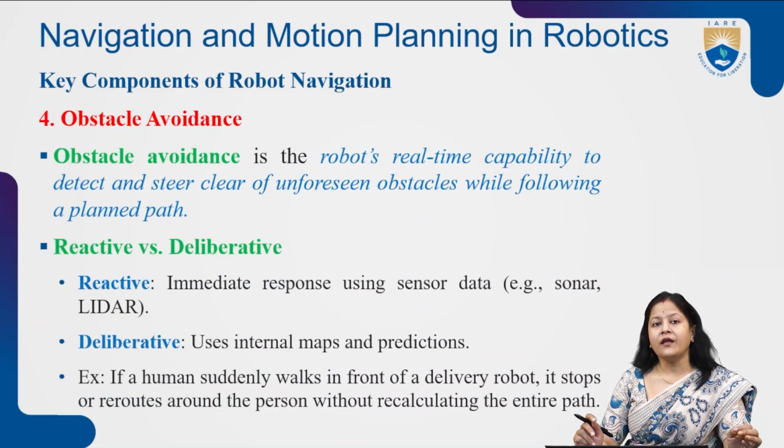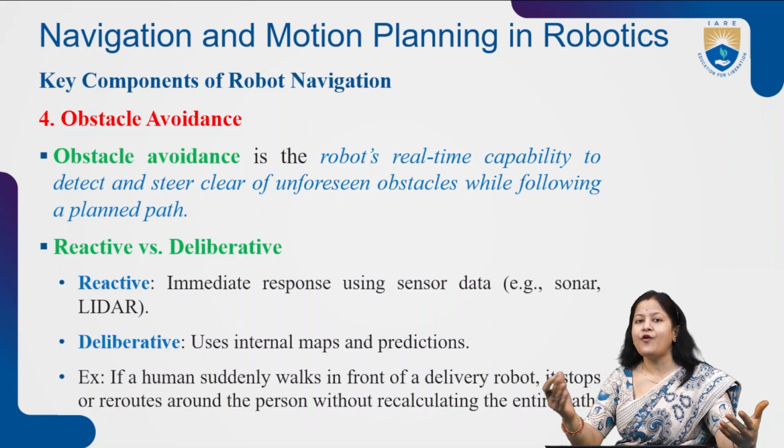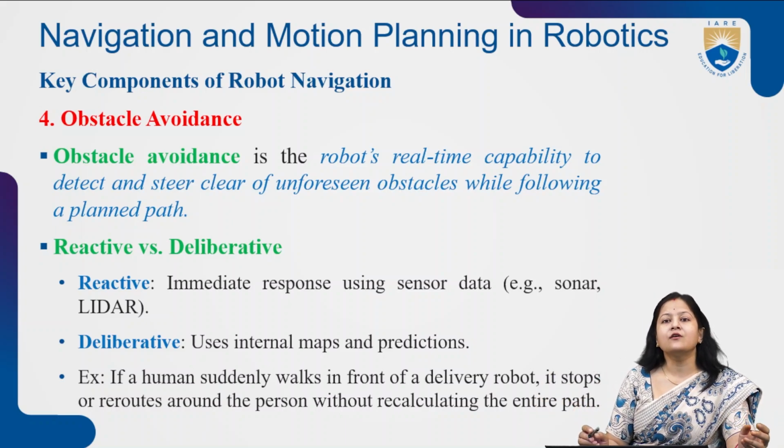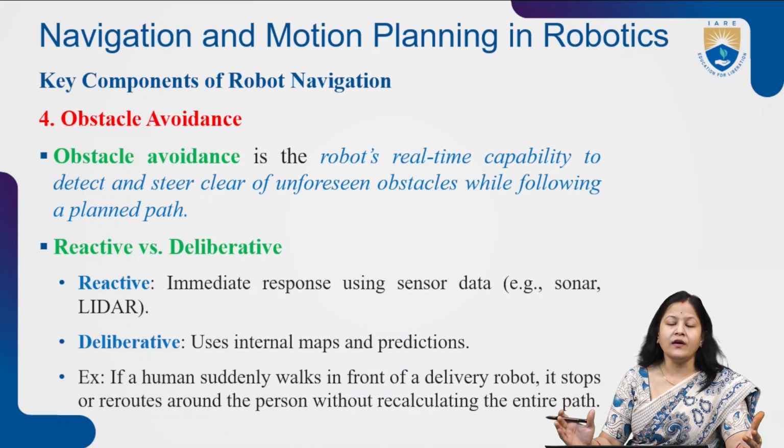The next component of robotic navigation is obstacle avoidance. Obstacle avoidance means avoiding the obstacle, very simple. It is the robot's real-time capability to detect and steer clear of unforeseen obstacles while following a planned path. That means while exploring a particular path in the real environment, it should not collide with any obstacle. As I discussed in my previous video, whenever the robot perceives all the data from the environment, like where the wall is and where the obstacle is, the received data is in the form of raw data, which is then converted into a structured format. While taking the decision, the robot may decide reactively or deliberatively.